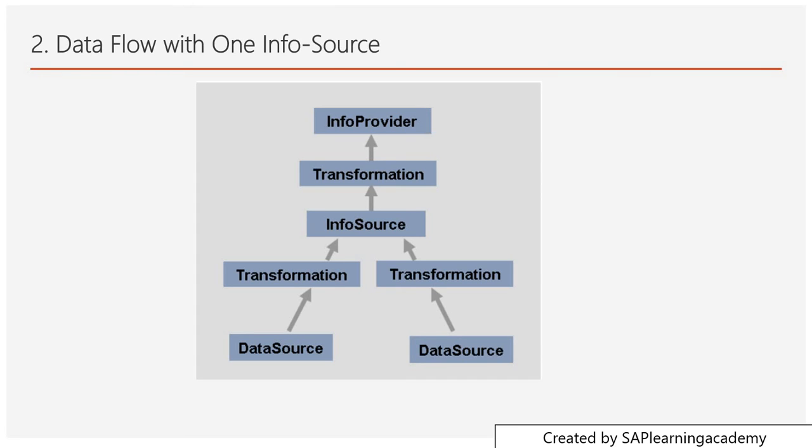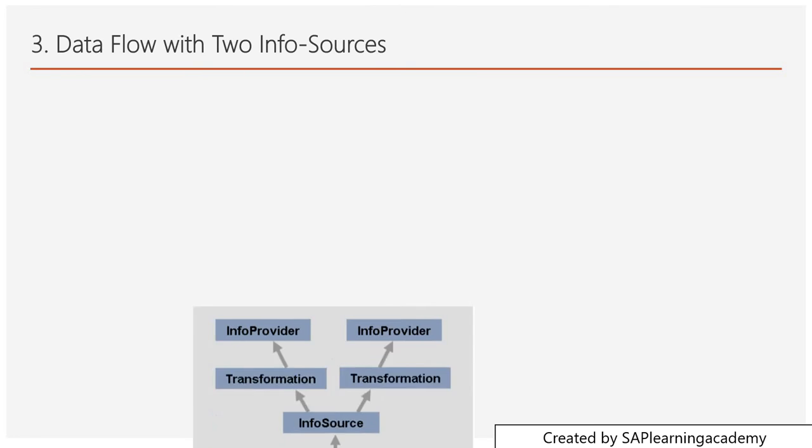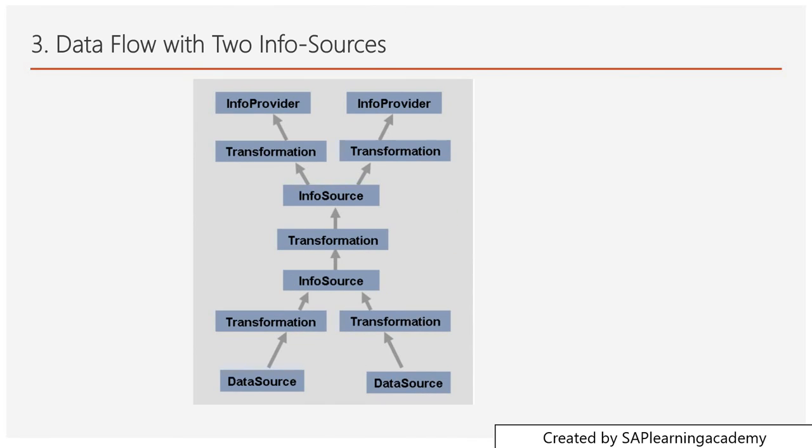Now we are going into the more complex part, that is the use of two InfoSources. This is recommended by SAP for this kind of development. In this scenario you can see that we have used two InfoSources, here at the bottom and here in this part. In this case we are not only reading from two data sources, but we are also feeding the data into two providers, like you can see this provider and this provider.